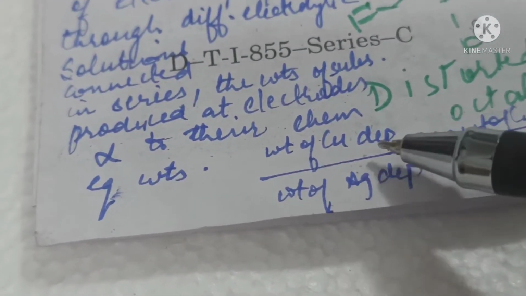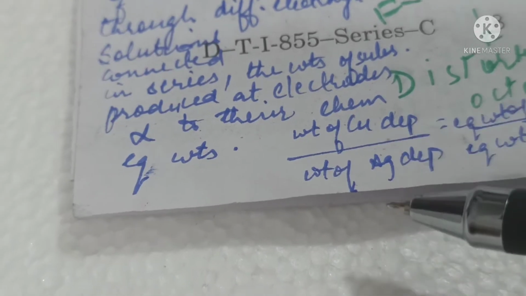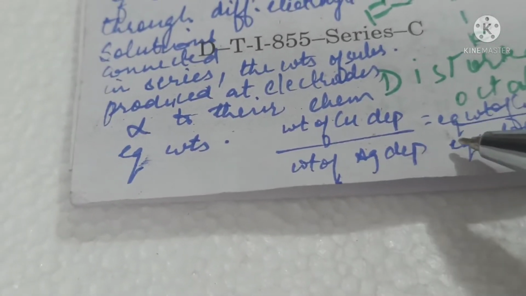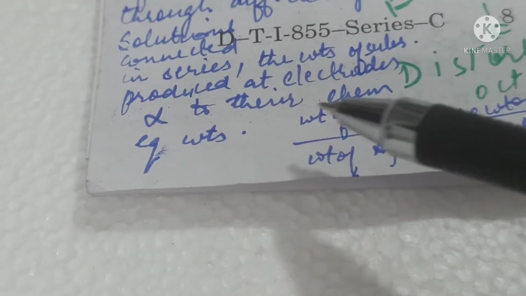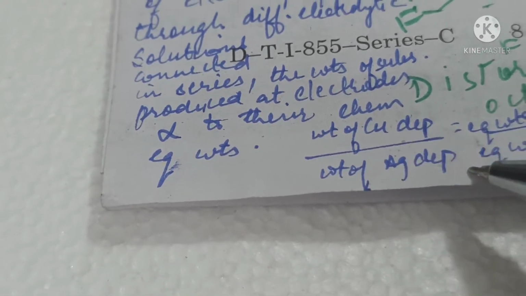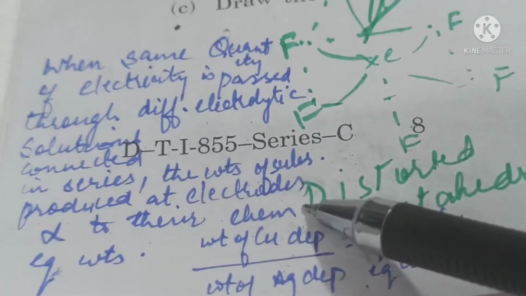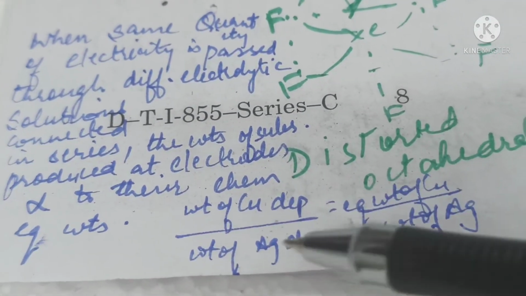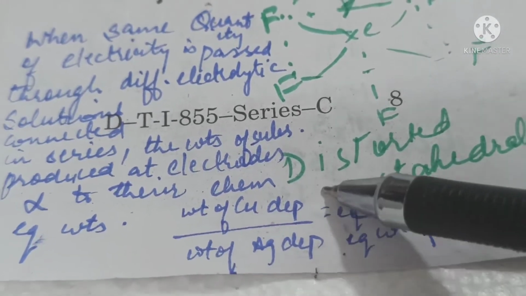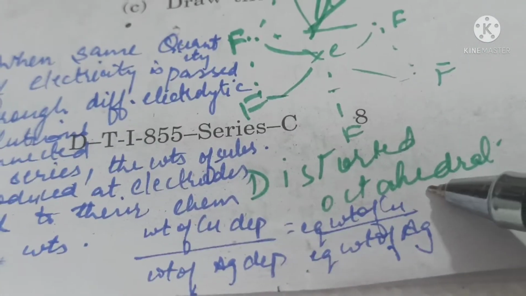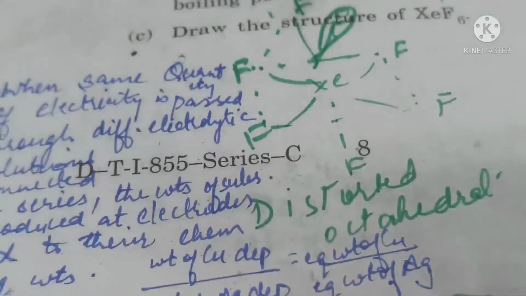For example, if two cells, copper dipped in copper nitrate and silver dipped in silver nitrate, same current is passed through these solutions which are connected in series, then the weight of copper deposited divided by the weight of silver deposited will be the same as the ratio of the equivalent weight of copper to equivalent weight of silver.